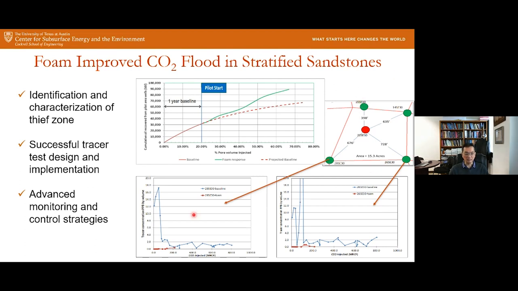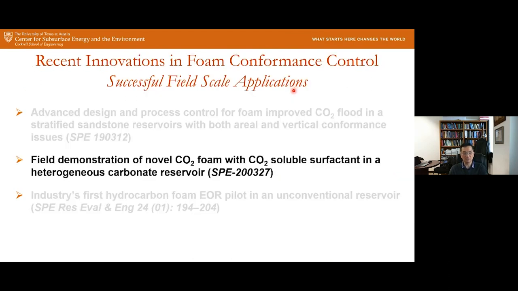Then you can see that after the foam injection, a tracer test was run right after. And as you can see right here, there's almost no tracer breaking through at the bottom two producers. These are the two offending wells, and you can see the red one indicating the tracer after foam. The result of this pilot is a significant increase in incremental oil production. So this is just one demonstration showing you that even with a very conventional foam design and implementation, there is still a need for improvement.